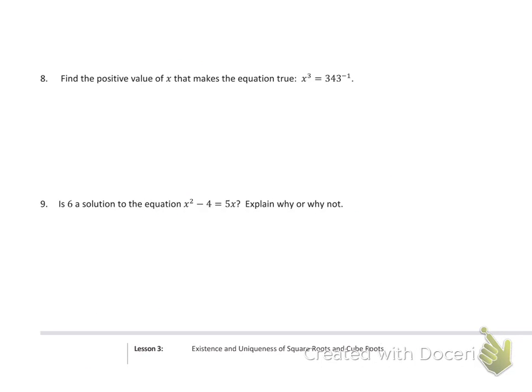All right, now find the positive value for x that makes this equation true. X cubed equals 343 to the negative 1. Okay, so I'm going to start by taking the cube root of both sides of that equation. Cube root of x cubed is equal to the cube root of 343 to the negative first power.